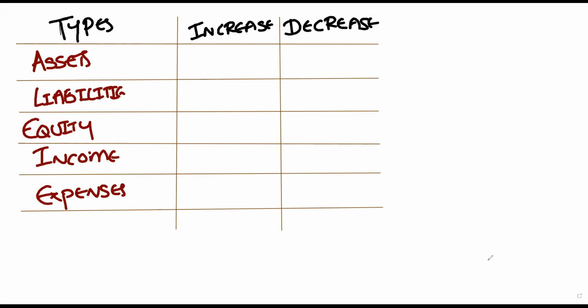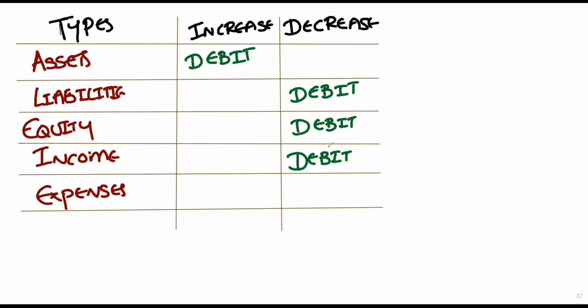Then memorize this. Asset increases, debit. Liabilities decrease, debit. Equity decreases, debit. Income decreases, also debit. Decreases of these are recorded on the debit side of a ledger account. And expense increases, debit.